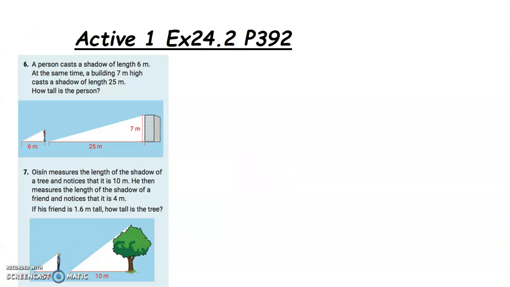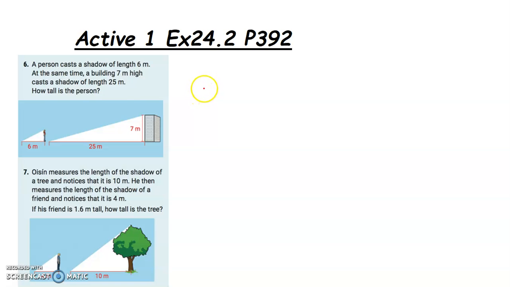Okay guys, I'm going to try and explain this to you using my stylus. A person casts a shadow of length 6 meters at the same time a building is 7 meters high. So this is 6, this is 25. These are similar triangles. They're not congruent, they're similar. So that means all the angles in the triangles are equal to each other.